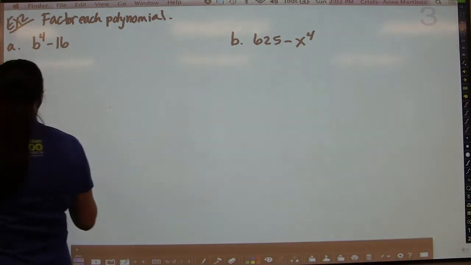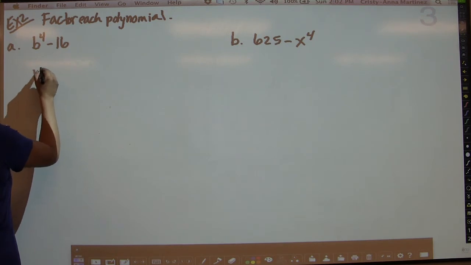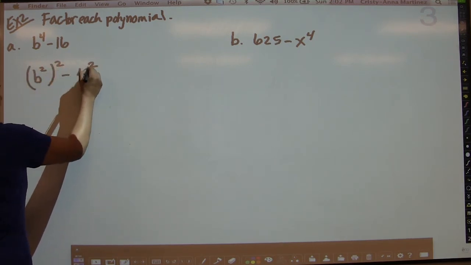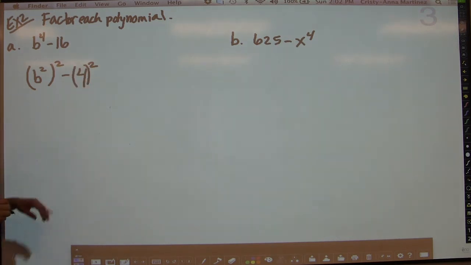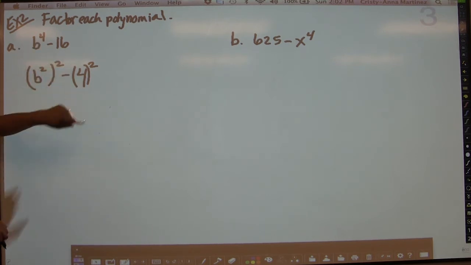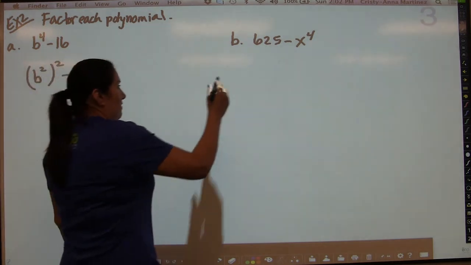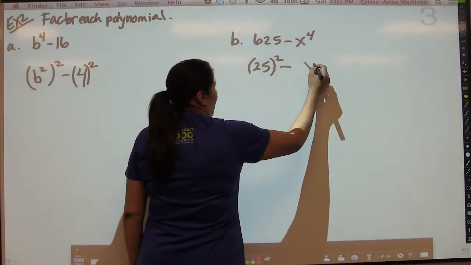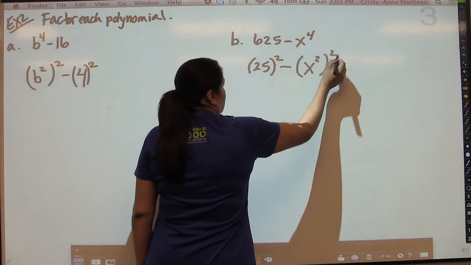So what I'm going to do is write b squared squared minus 4 squared. In other words, we know that when we have a power raised to a power, we multiply the exponents, and 2 times 2 is 4. So b squared squared is the same thing as b to the 4th, and of course 16 is the same thing as 4 squared. In the case of the 625, and for part B, we know that 25 squared is 625. So we'll put 25 squared, and again, we're going to go x squared squared.